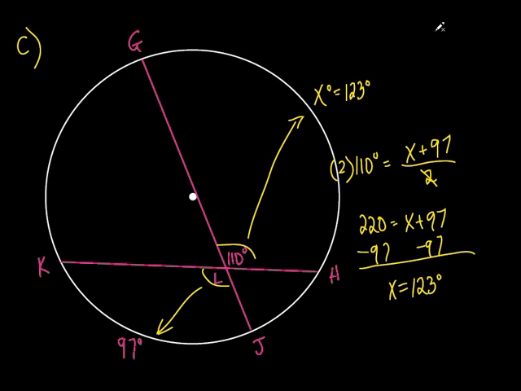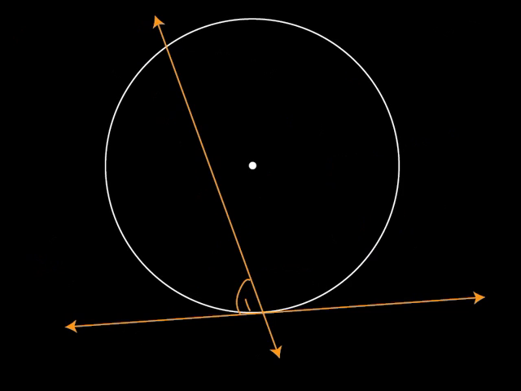Let's move on to another type. So now we talked about two tangents. Now we're going to talk about a tangent and a secant. Okay, here's what the theorem says. This is a new theorem. It's the next one, 10.13.